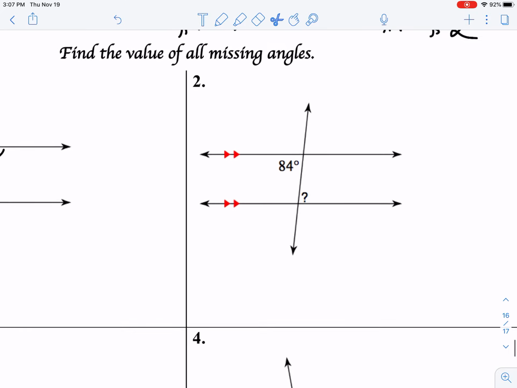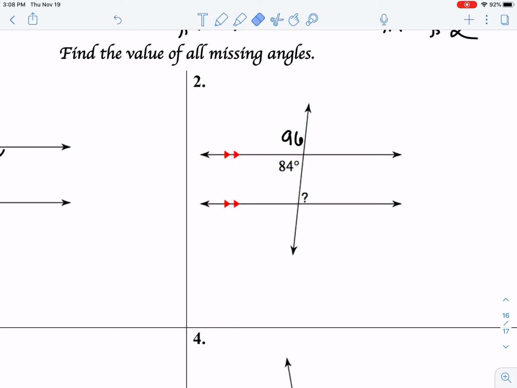So on number 2, if I look here, 84 is less than 90. And I know this plus this has to be 180, right? Because if I eliminate this line right here, it's a straight line. So that tells me that this is 96.